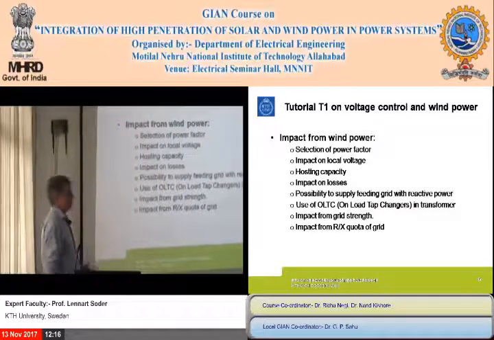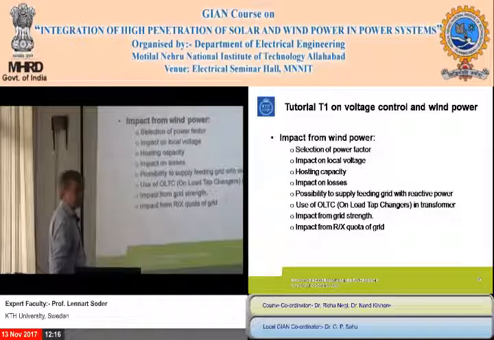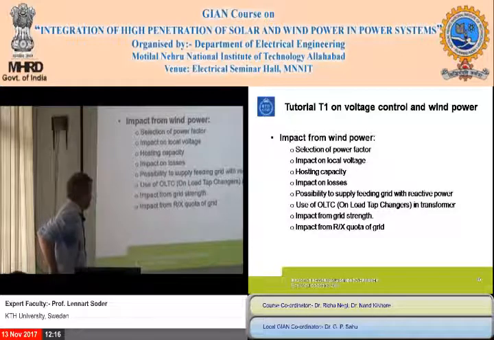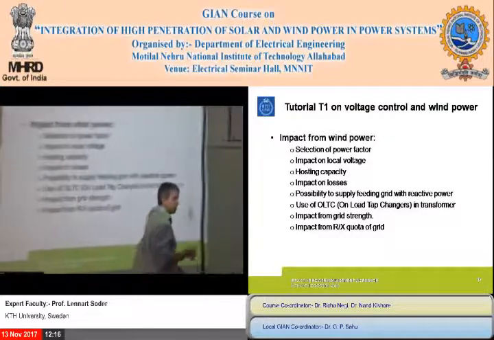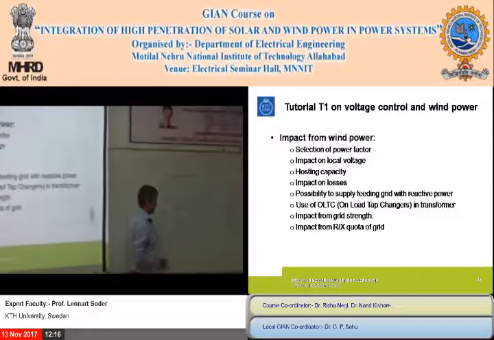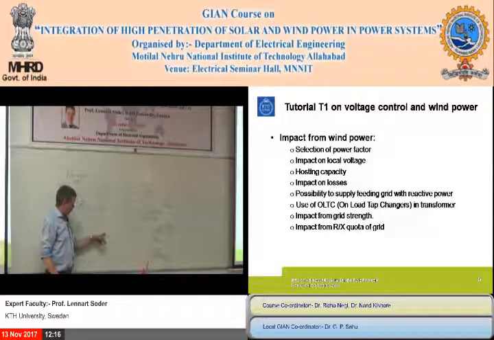Impact on losses is, of course, an important issue, because losses cost money. You have to have production for the losses. And if you have a huge amount of wind power, I can say there is a limit. I do not have the equation for that, but there is a limit if you have a grid. If you produce 0.1 megawatt more, you will get 0.1 megawatt more of losses.